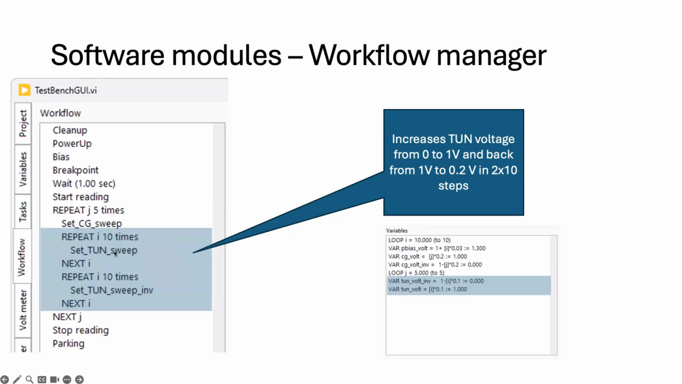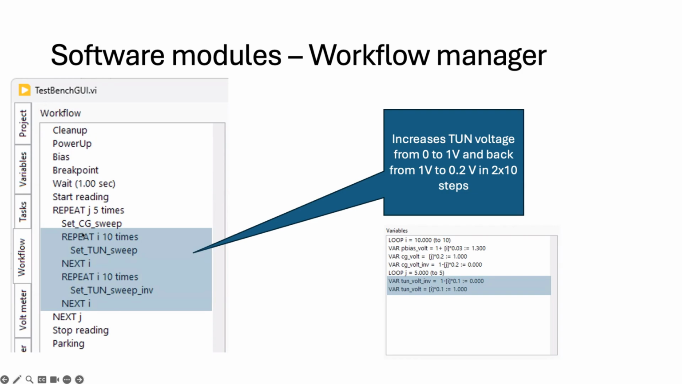Then it contains 2 internal loops, which sweep the tunneling voltage from 0 to 1 volt, then back from 1 volt to 0 volt. Okay, so we have 2 loops here. This task is controlled by the tune volt variable, which runs from 0 to 1, and this other one runs from 1 to 0. So what will happen here? The tunneling voltage will go up from 0 to 1 volt, then back from 1 volt to 0 volt. And this is embedded in this first loop.